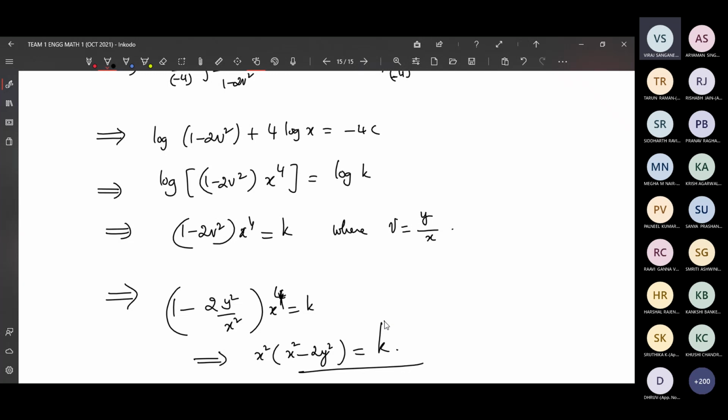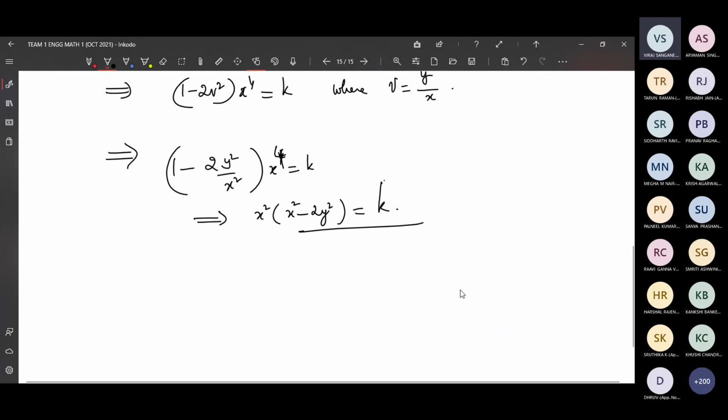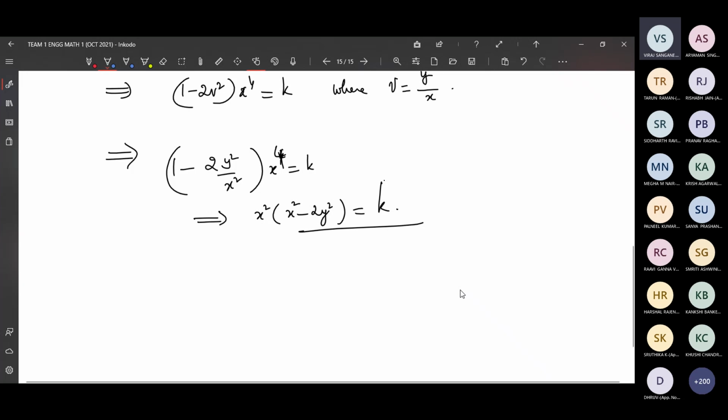I'll give one simple problem, a very similar problem. You just try. Solve x square y dx minus x cube plus y cube dy equals 0.